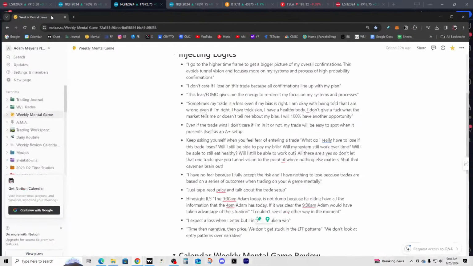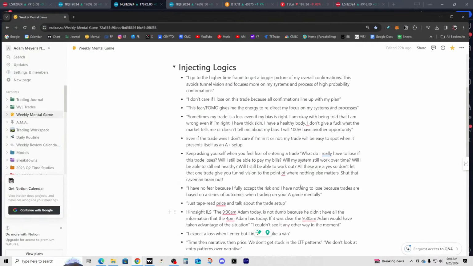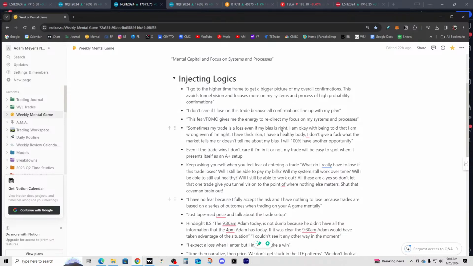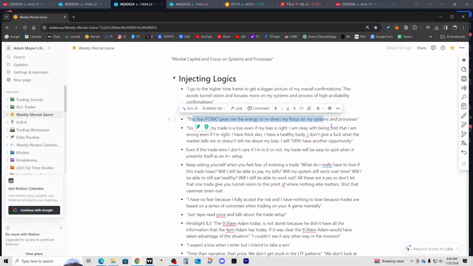And then if you find flaws in hindsight, go back and review your emotions, journal your emotions. This fear and the FOMO gives me energy to redirect my focus on my systems and processes. And by doing that, I go to the higher time frame and get the bigger picture of my overall confirmations. This avoids the tunnel vision, focuses more on my systems and processes.